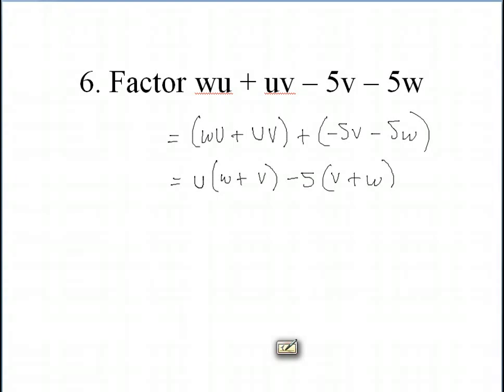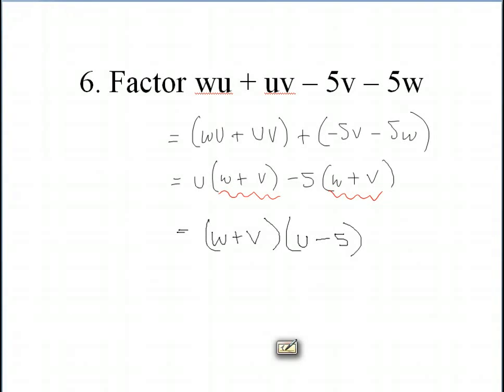Which is the same thing. We could just reorder this. W plus V, V plus W, it's the same thing. Now we can see that we have another common factor. This whole binomial, W plus V, is the common factor. So we can pull that whole factor out. So that comes out W plus V. And what's left over is what you had outside of each of the other parentheses. So U minus 5. And that's our final answer.